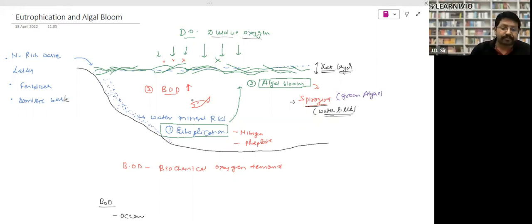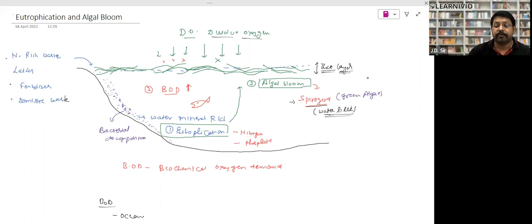At the same time, the bacteria do their decomposition of organic matter. Because of the bacterial decomposition, they require oxygen, right? They raise the demand for oxygen, and the underlying animals also increase the demand for oxygen. So this is called BOD, biological oxygen demand, right? You will get the question.